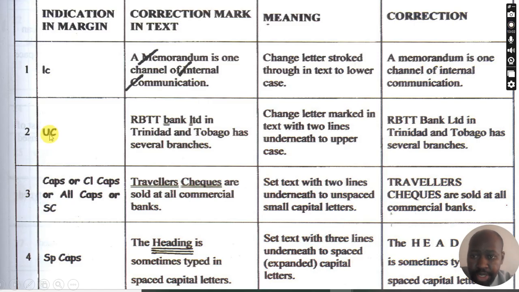This manuscript sign means that you change the letter marked in the text with 2 lines underneath to uppercase. For example, here, in the word bank, the letter B has been underlined with 2 lines, then in LTD, the L has been underlined with 2 lines. So it means you will change B to a bigger B. You will change L to a smaller L. As you can see, the outcome is this one. It should be like this.